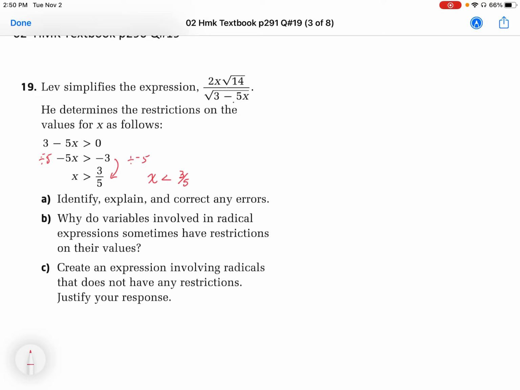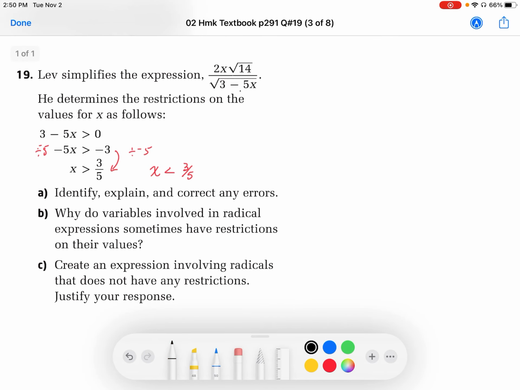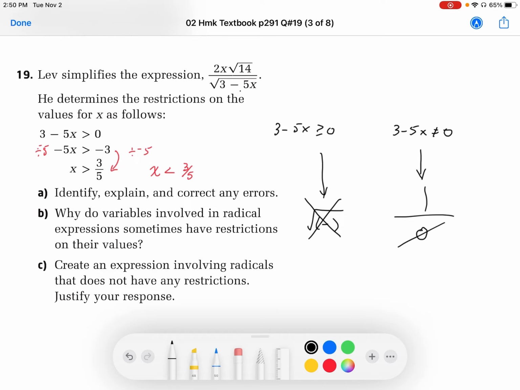So why do variables involved in radical expressions sometimes have restrictions on their values? Well, the reason why is because we cannot have a negative in the square root, and we cannot have 0 in the denominator. So those two things give us the restrictions. So the restriction for this one here would have been 3 minus 5x is greater than or equal to 0 for the radical part, and then 3 minus 5x is not equal to 0 for the divide by 0 part.